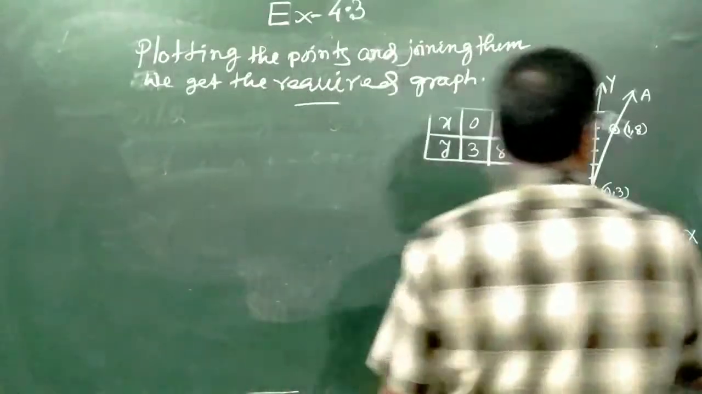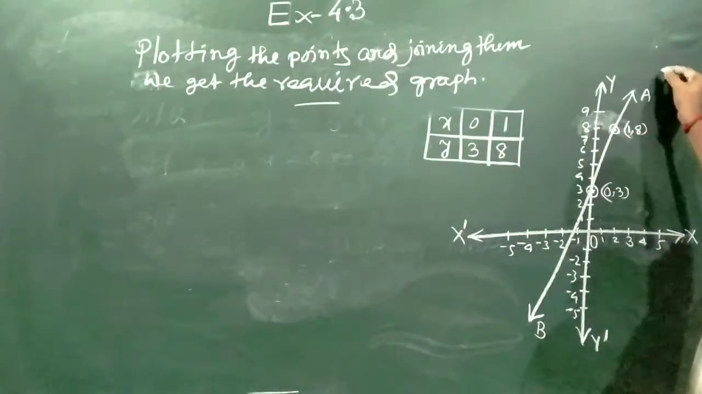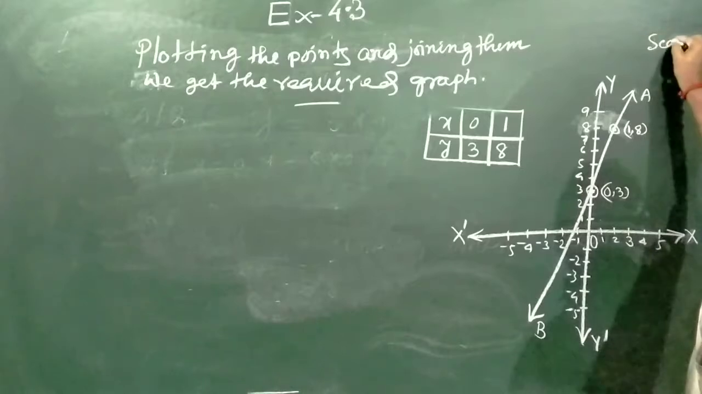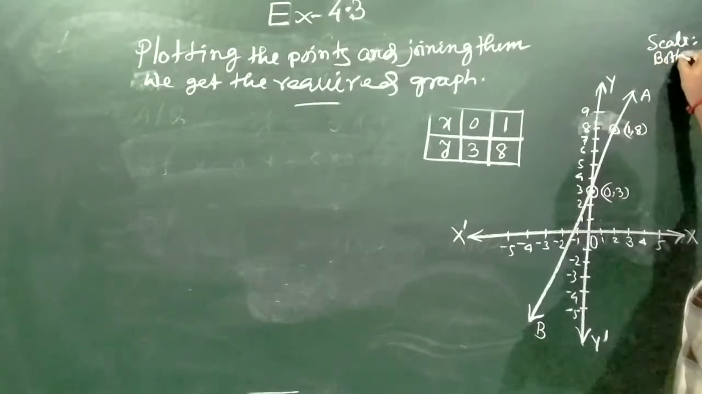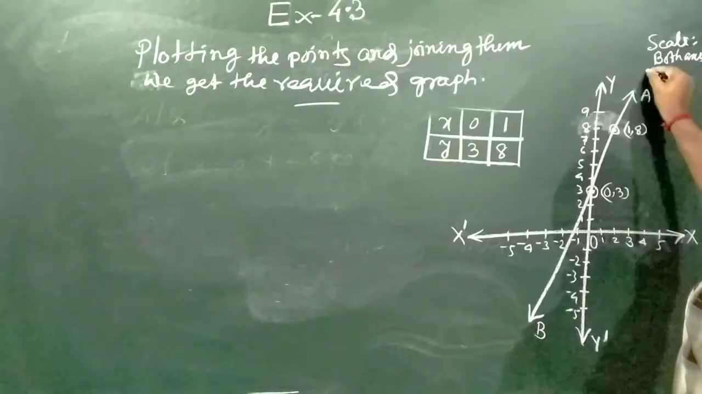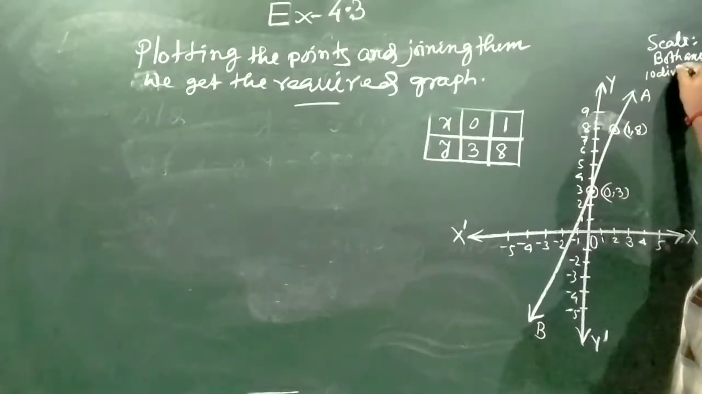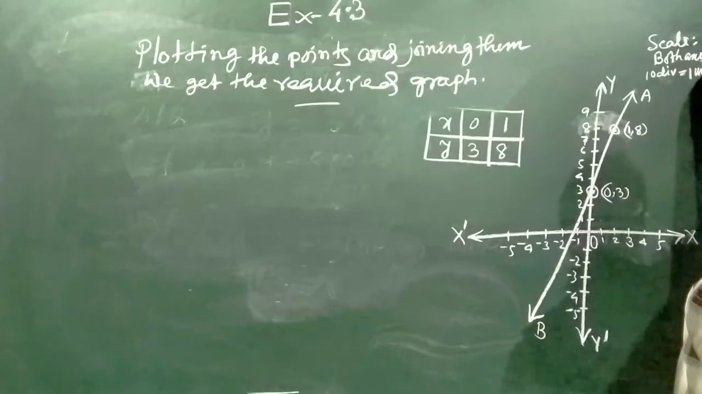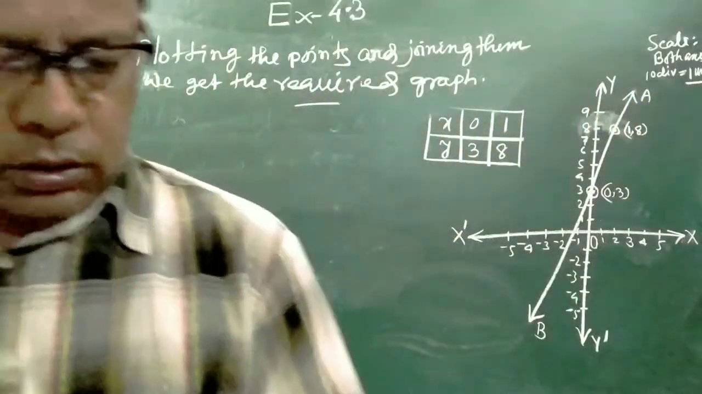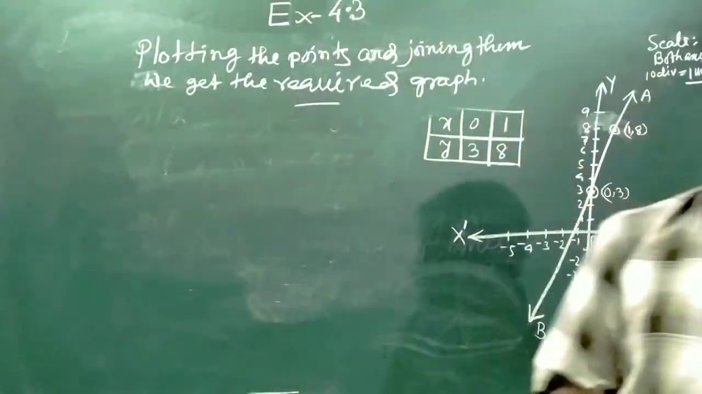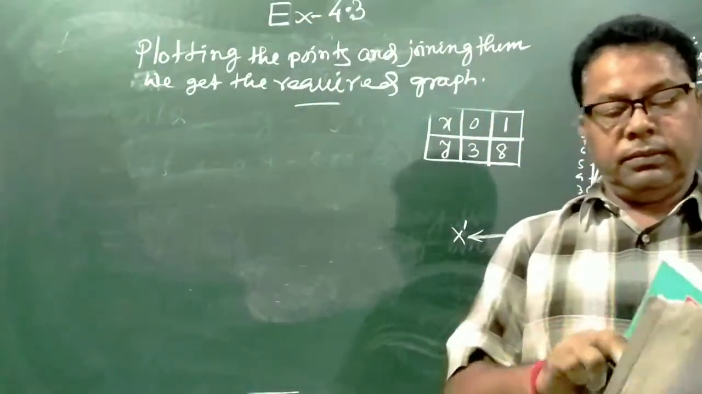So here, in the right side top corner, you write scale. Scale, we are taking both axes, 10 divisions equal to 1 unit in this way. So question number 4 is completed. Let's move to question number 5.